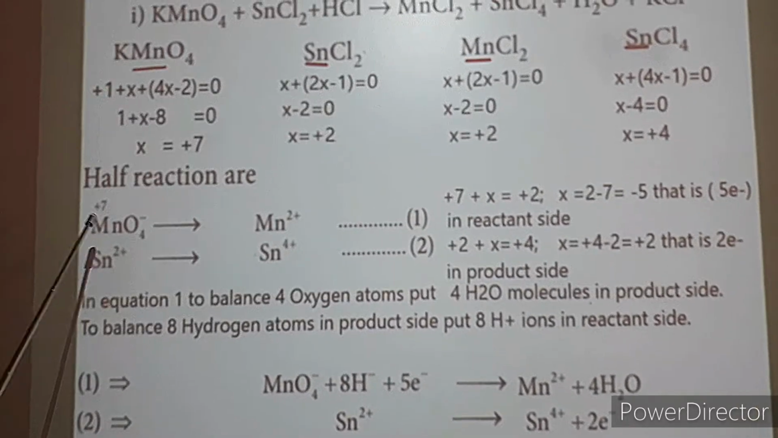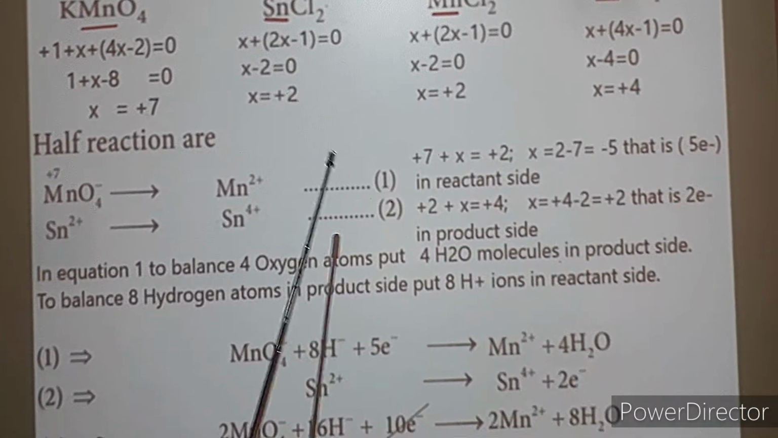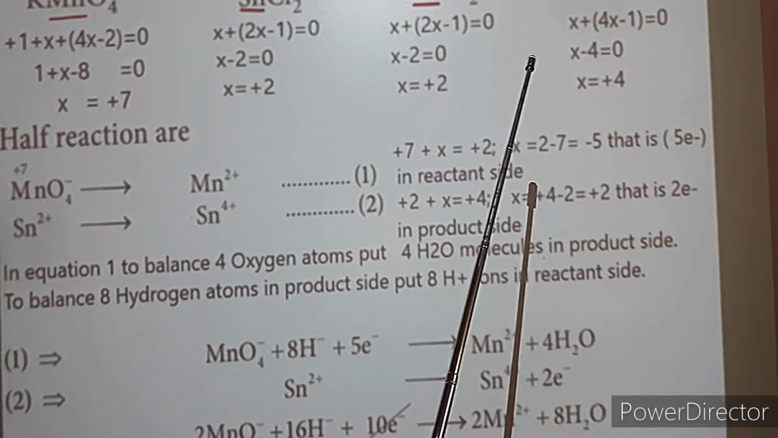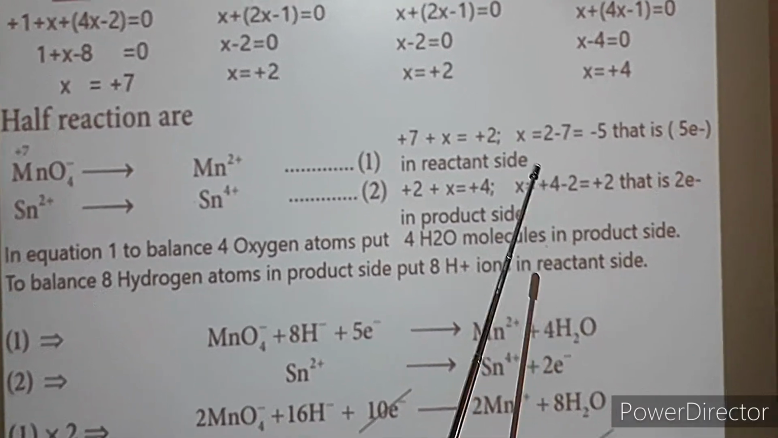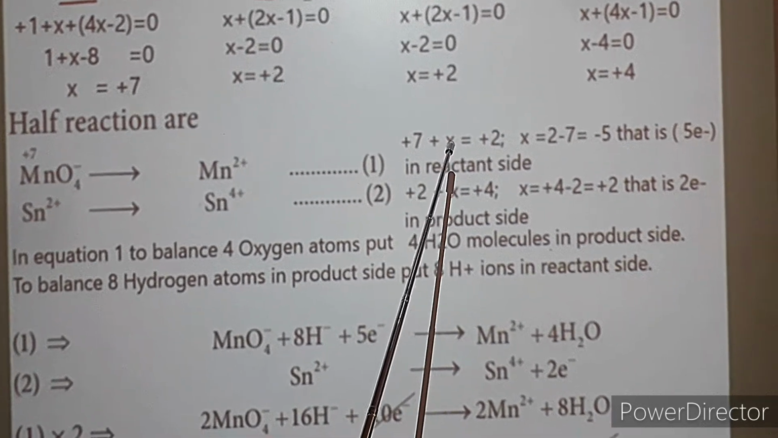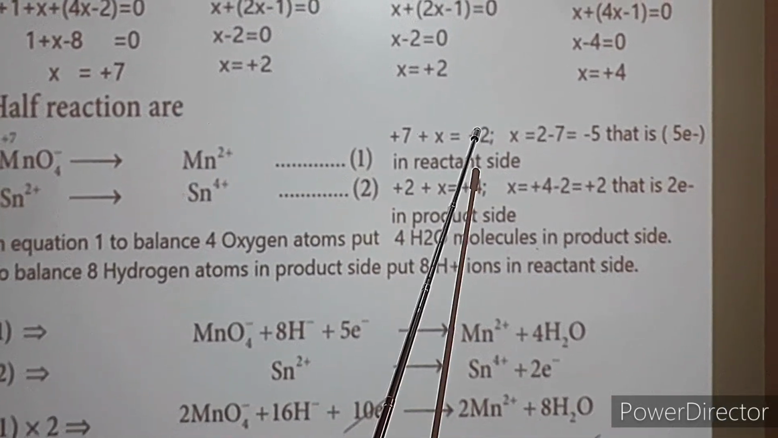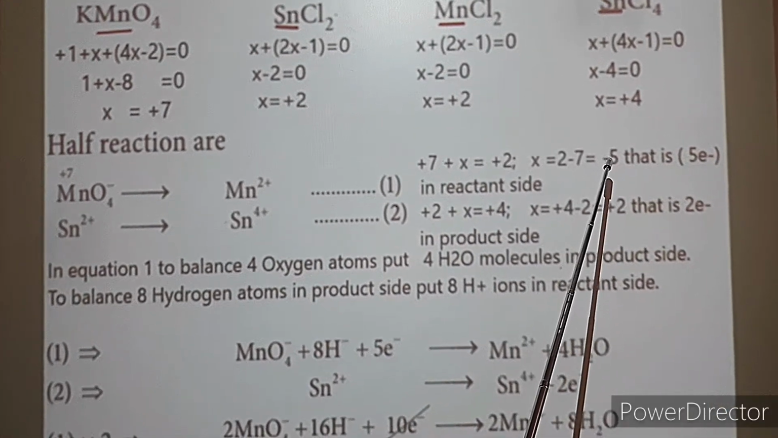Now plus 7 to plus 2, what is happening here, I indicated here. How many electrons are lost, not lost, gained here? We are putting one calculation. Plus 7 plus X equal to plus 2, because in the product side we have plus 2. So X means we get minus 5.